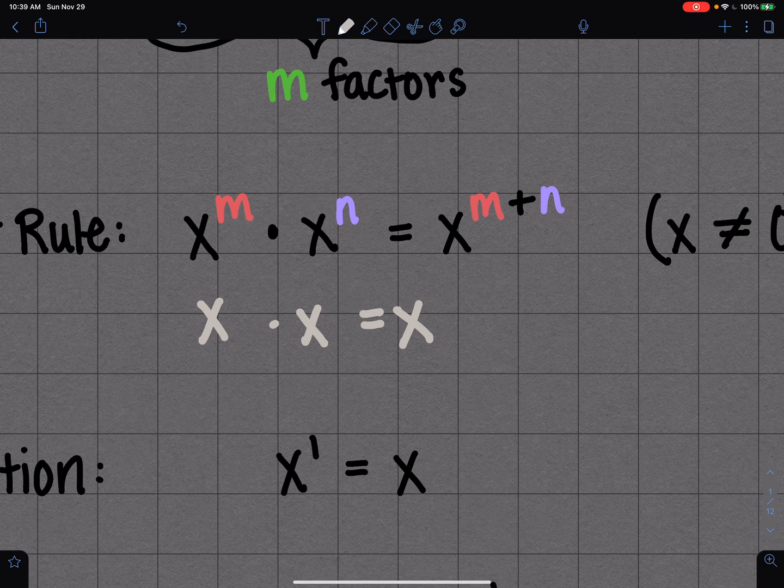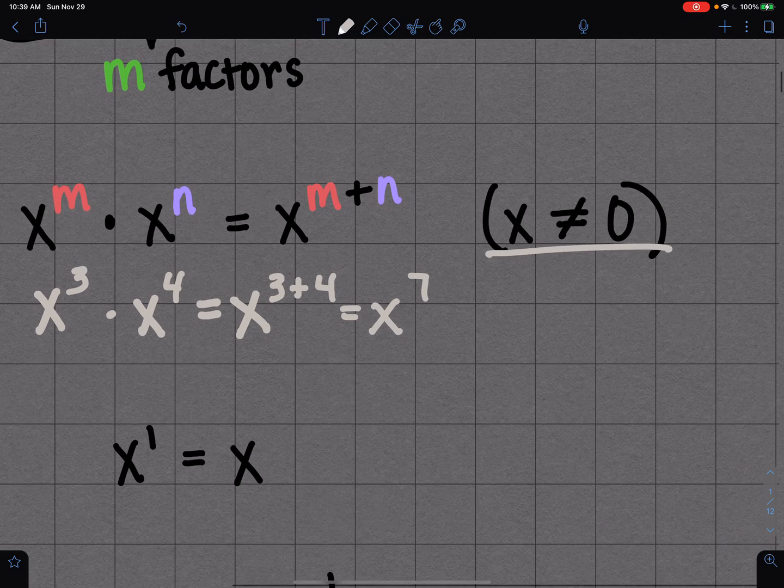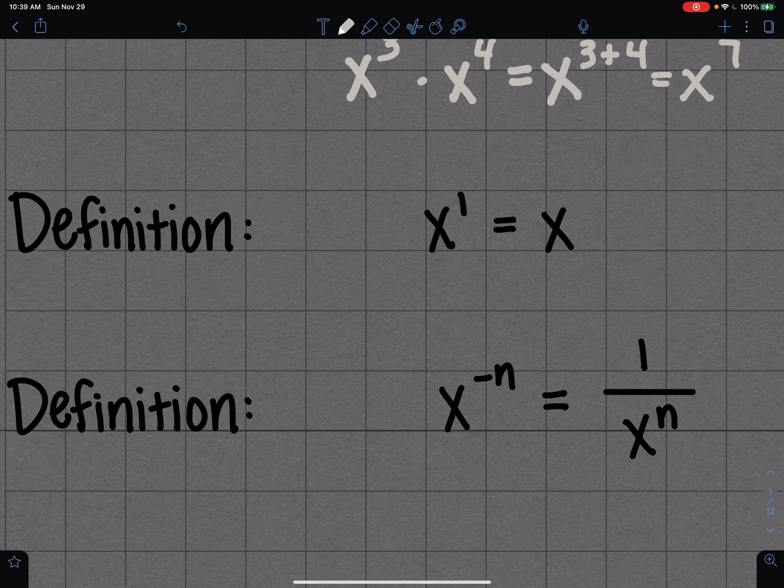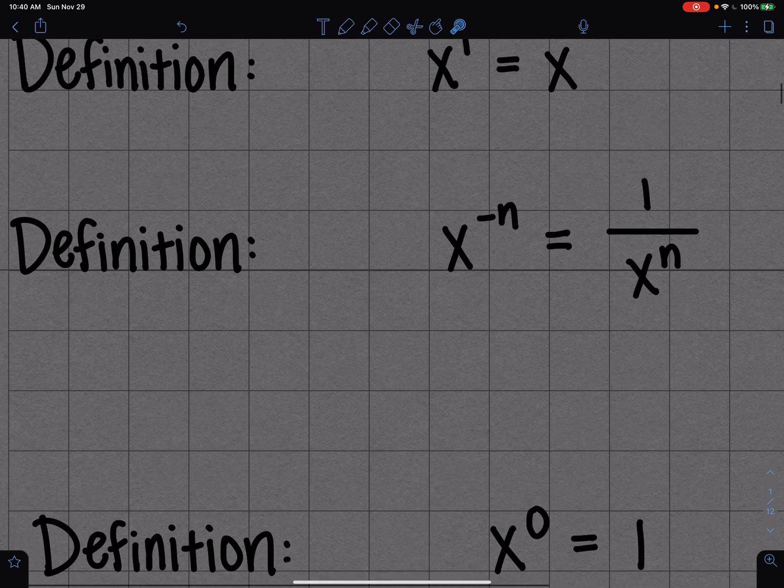Okay, so x to the 3rd times x to the 4th, and you get 3 plus 4, equals x to the 7th. Okay, easy peasy. And of course, x has to not equal 0. All right, here's another definition. So this, again, is just another review. x to the 1 is just an x. Okay, and here's another definition.